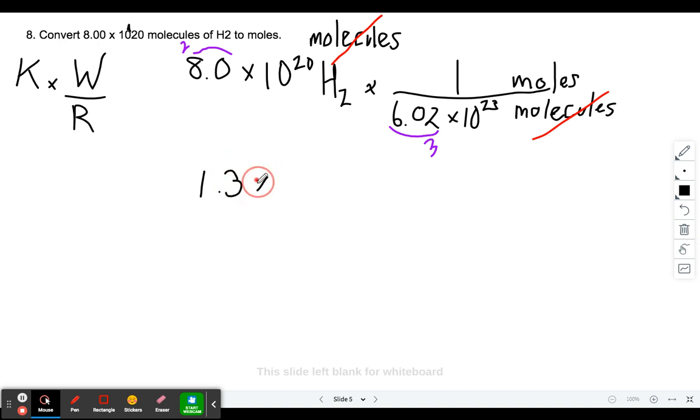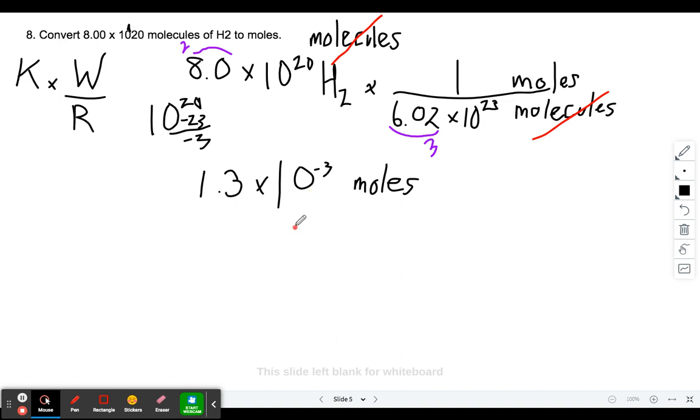Okay, so 1.3. Then I want to divide 10 to the 20th by 10 to the 23rd. So remember what I said before. When you divide exponents, you have to subtract. So 20 minus 23, that would be a negative 3. So this can be 10 to the negative 3, and my units are moles. Okay, you can leave this in scientific notation, and this scientific notation is correct because this number is between 1 and 10. So if that number is between 1 and 10, I'm good. Okay, this answer is fine.